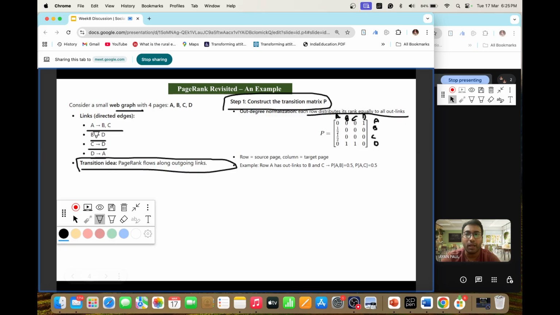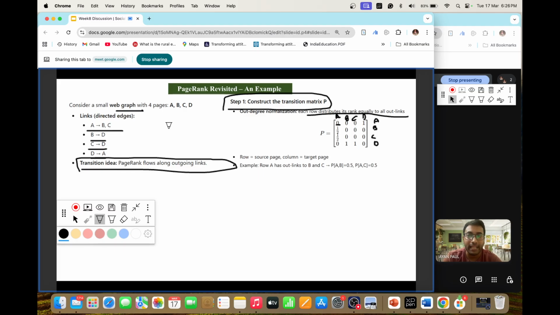See A. What about A? A is linking to B as well as C. If A has initially rank 1, because in hubs and authorities we initially give score 1, A is distributing that 1 to B as well as C. A cannot distribute its rank to A, so A to A we have 0. But A is distributing to B as well as C, so B and C will get half points each: half here to B and half here to C.